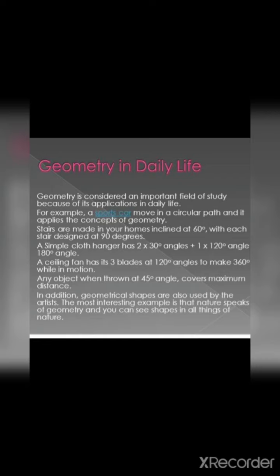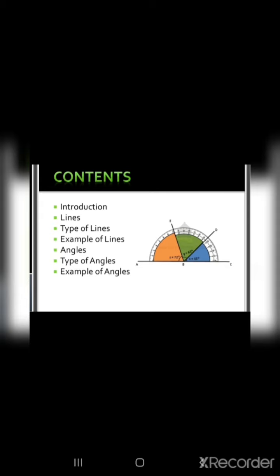Any object when thrown at a 45 degree angle covers maximum distance. In addition, geometrical shapes are also used by artists. The most interesting example is that nature speaks of geometry, and you can see shapes in all things of nature. In this chapter, Lines and Angles, you are going to study: introduction to lines and angles, lines, types of lines, examples of lines, angles, types of angles, examples of angles.